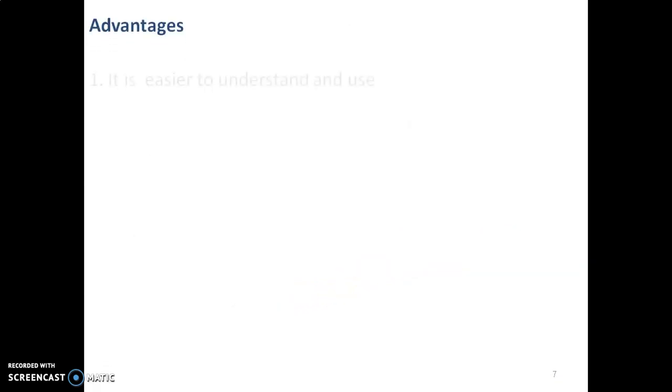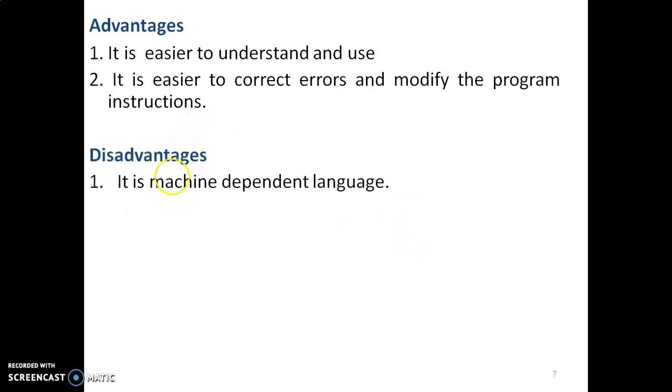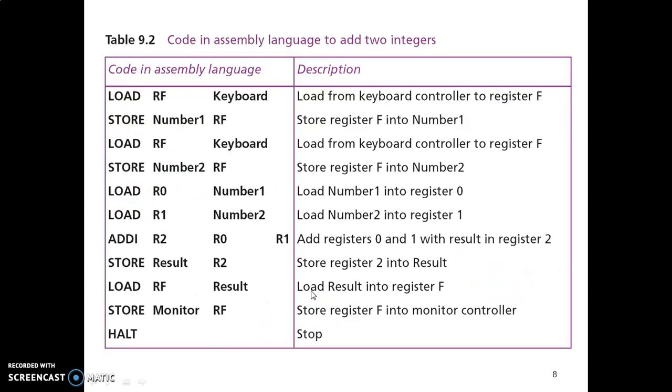Coming to the advantages, it is easier to understand and use. It is easier to correct errors and modify the program instructions. Coming to the disadvantages, it is a machine dependent language. It is harder to learn. So the machine level language and the assembly level languages are also called low level languages.